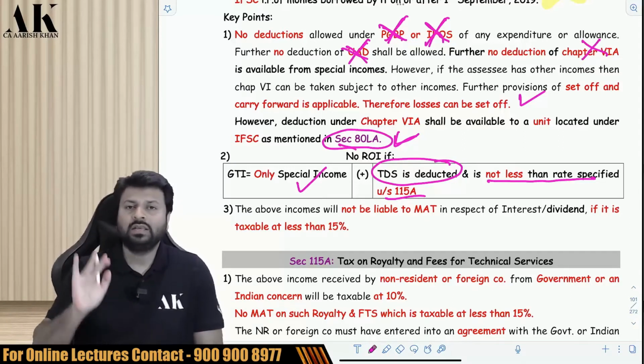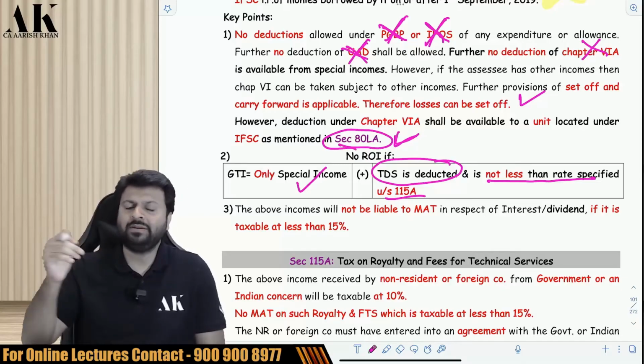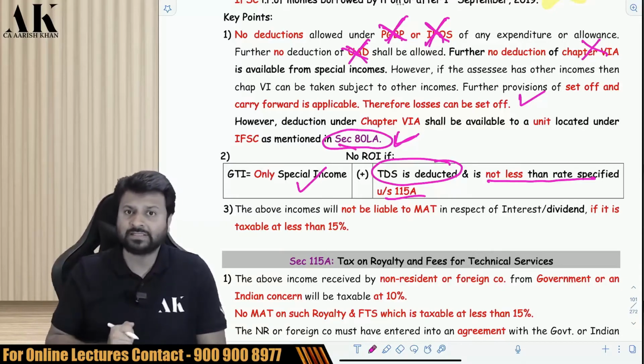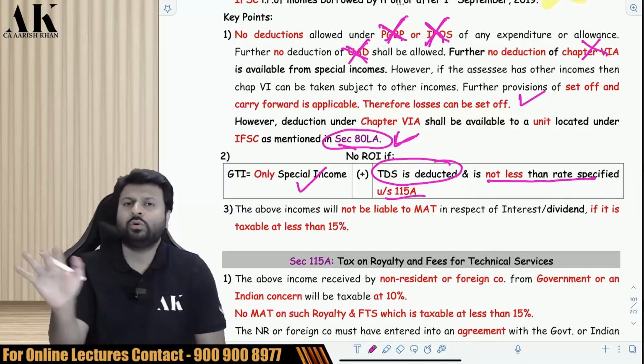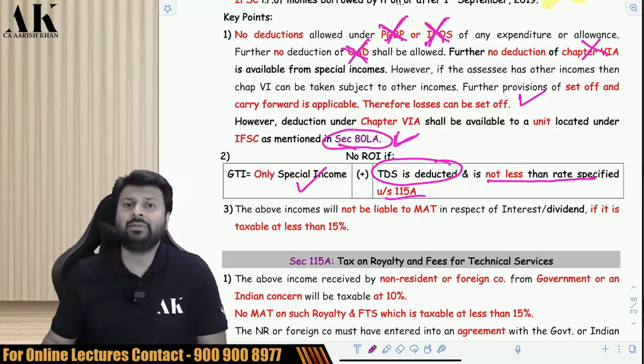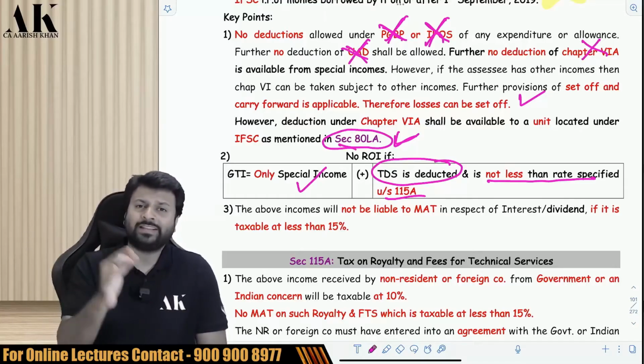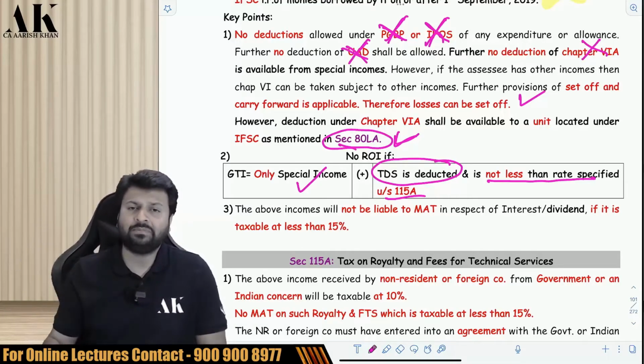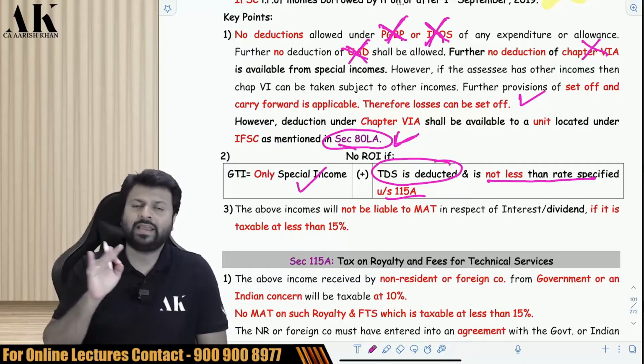Be very careful. Suppose the DTAA rate is 15% and the 115A rate is 5%, and the TDS is deducted as per 115A and they earn only this income, no need to file the return. But if the DTAA rate is even lower, that is 3%, and the 115A rate is 5%, and the TDS is deducted as per the DTAA rate of 3%, then they have to file the income tax return.